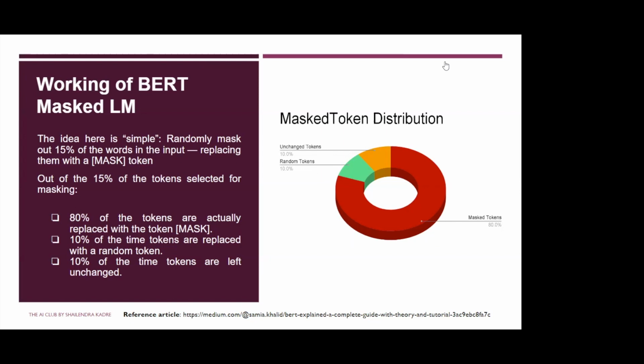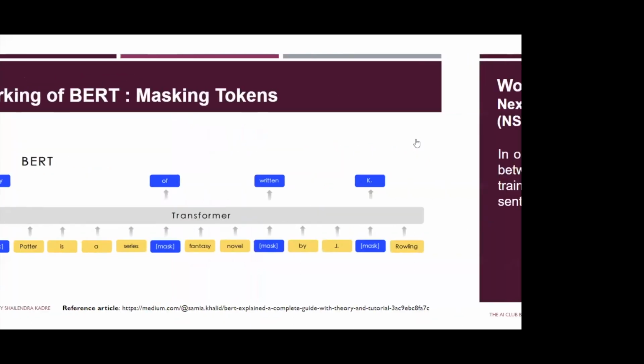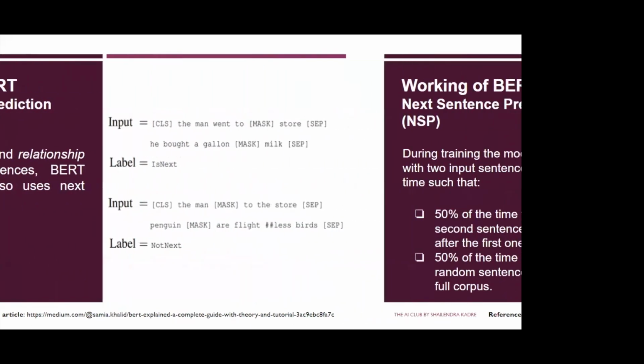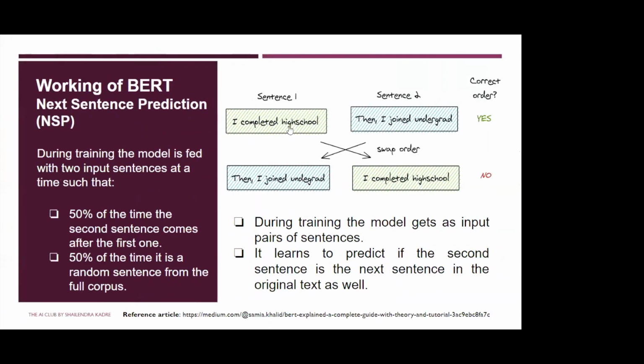And that is out of the 15% that we have selected for masking. So if you have 100 words, then out of those 100 words, 15 words are selected. Of those 15 selected words, only 12 words are converted into mask tokens, and the rest remain unchanged or are replaced by random tokens. So the 80% means around 12 tokens of 100. Those 12 tokens are actually considered for the loss function.